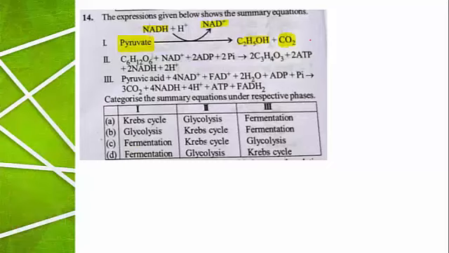Because the starting molecule is pyruvate and it is converted into ethyl alcohol along with the liberation of carbon dioxide, this one is representing fermentation. Then what about the second one? Very simple to identify.